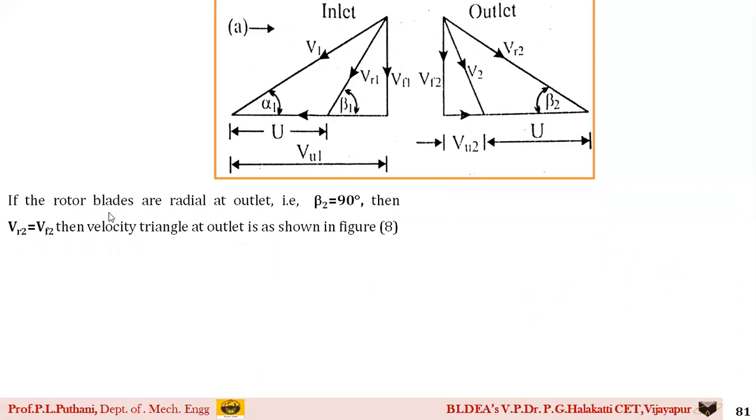Now here he says, if the rotor blades are radial at outlet, then in this outlet velocity triangle, beta 2 becomes 90 degrees. When beta 2 becomes 90 degrees in the outlet velocity triangle, VR2 comes and overlaps on Vf2. So how will the new sketch be? It will be like this somewhat.